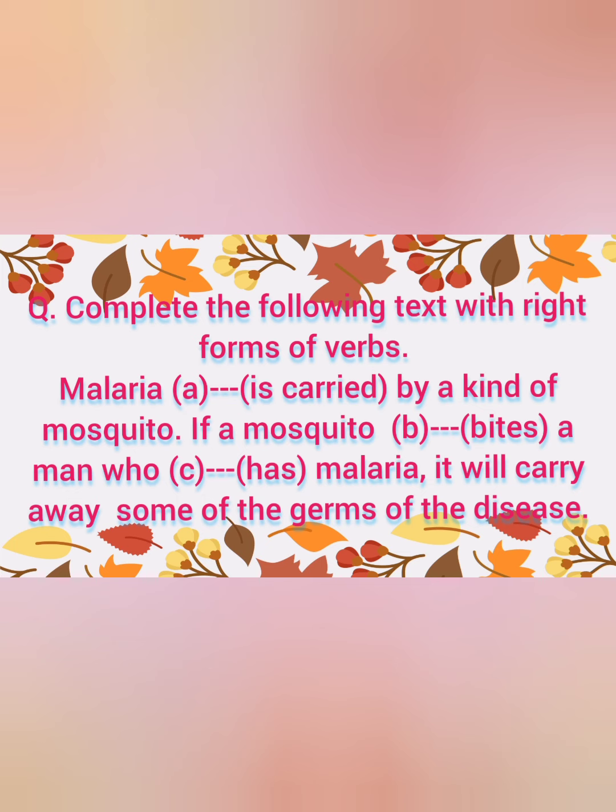In number B, if a mosquito bites, here it is a conditional sentence. First condition: if the first clause is present tense, then the second clause will be future indefinite tense. That's why B and C have the same answer, that means the present form of the verb: bites and has. Mosquito is third person singular, that's why s is added with the verb, bites. And mosquito is third person also, that's why the to-have verb is has. And the second sentence is future indefinite tense.